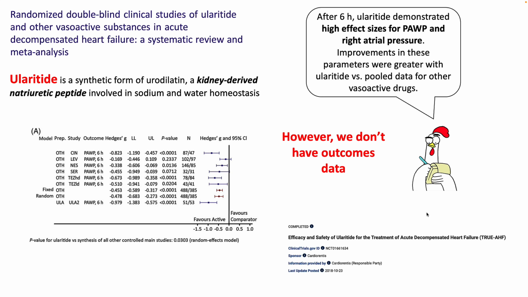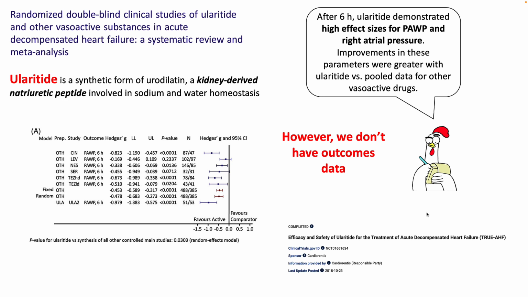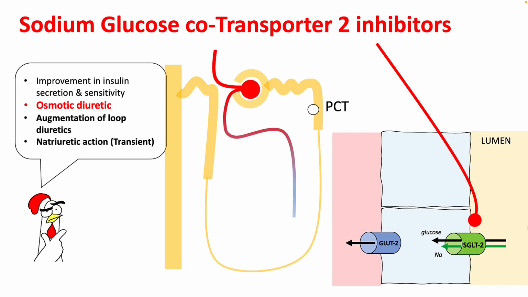There are other natriuretic peptides such as ularitide, which is a kidney-derived natriuretic peptide. This has been shown to improve pulmonary artery wedge pressure and right atrial pressures. However, we do not have any outcomes data on this medication.